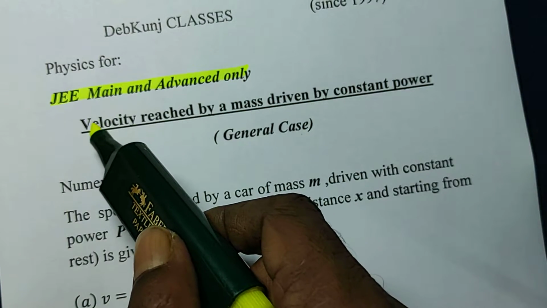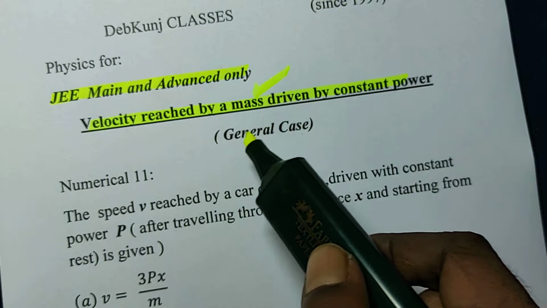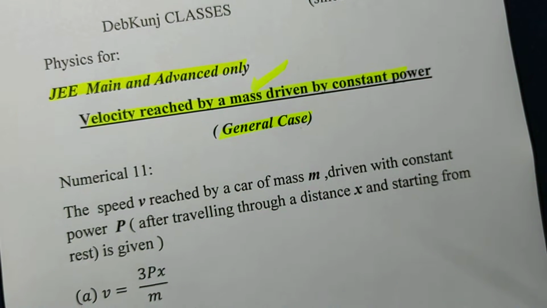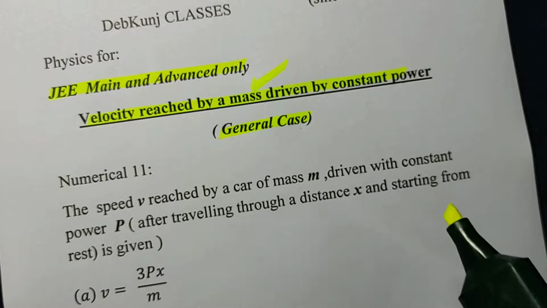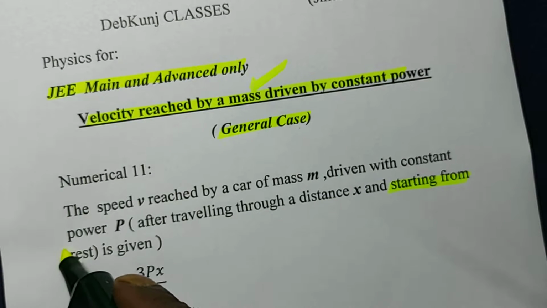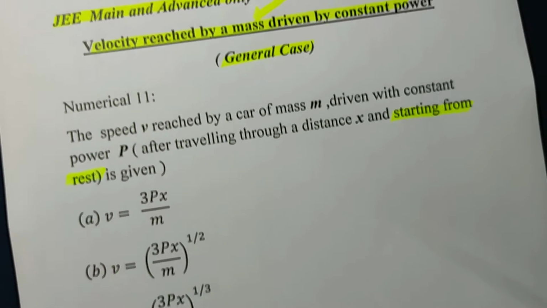What is the velocity reached by a mass, and the mass is being driven by a constant power? If a given mass is being driven by a constant power, what will be its velocity when it has traveled a distance x, starting from rest? That is to be understood. There are four choices.